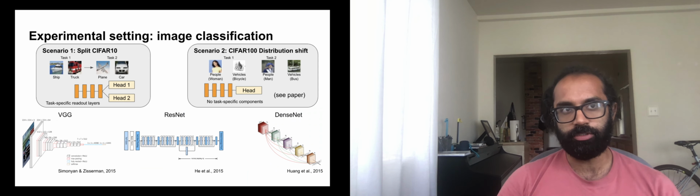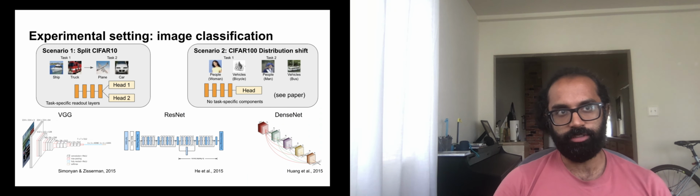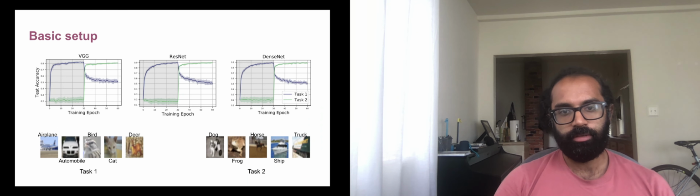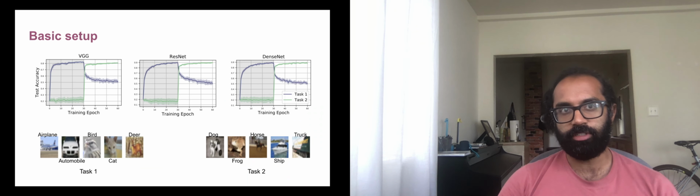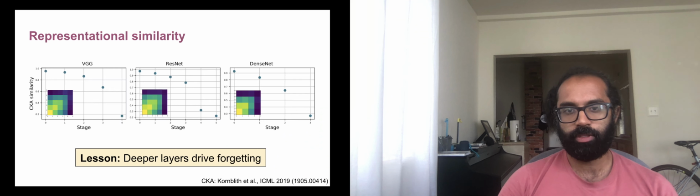To ensure that our conclusions are general, we studied three different image classification architectures: VGG, ResNet, and DenseNet. As the slide shows in the case for the split CIFAR10 setup, all three of these models exhibit significant forgetting when trained on two different 5-class splits of CIFAR10 in sequence. We use a set of different experiments to study how this forgetting affects internal network representations.